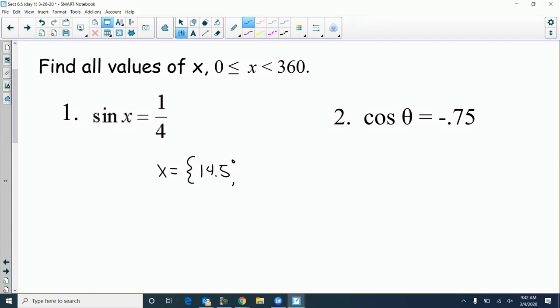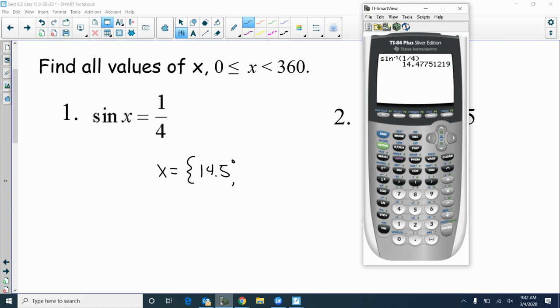All right, here's the issue though. It wants all the values between 0 and 360. Your calculator will only give you that one value. There is another answer out there, because remember, we defined the inverse sine function to exist from -90 to 90. It will only give you that one answer back. But what quadrant is there a second answer in? Quadrant 2, where sine is positive.